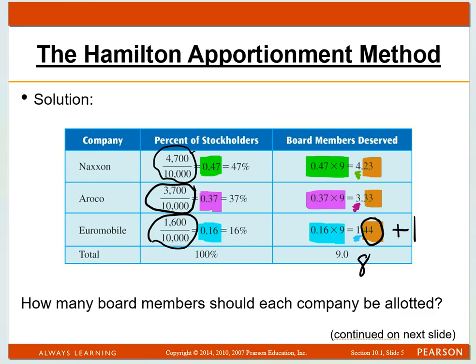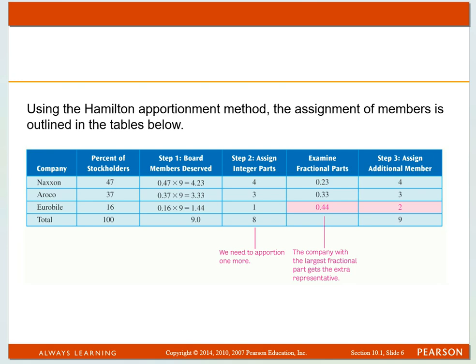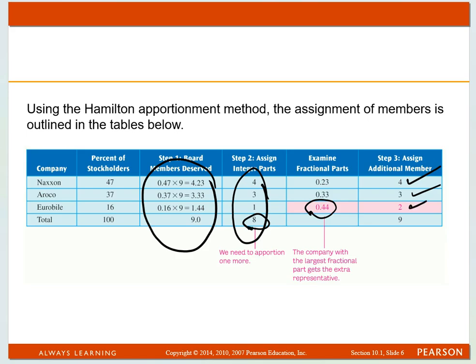And they try to show this in the next slide. There it is. So I'm actually only going to be showing you this. I'm not going to be making these tables. I'm just going to show you the math, show you the whole numbers. It only added up to 8, and then the 0.44 was the biggest. So Naxon still got 4, Erico got 3, but now Urobile gets 2, and that does add up to 9. So we have apportioned them the way Hamilton would do it. And that's the Hamilton method.